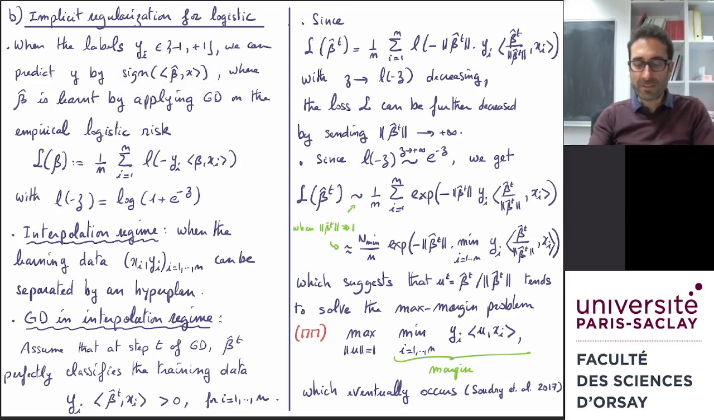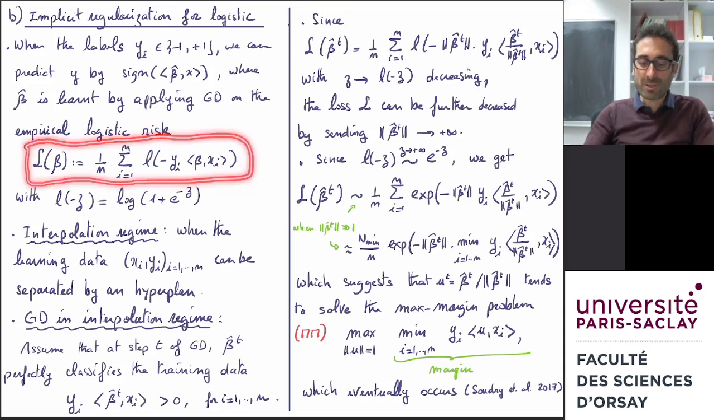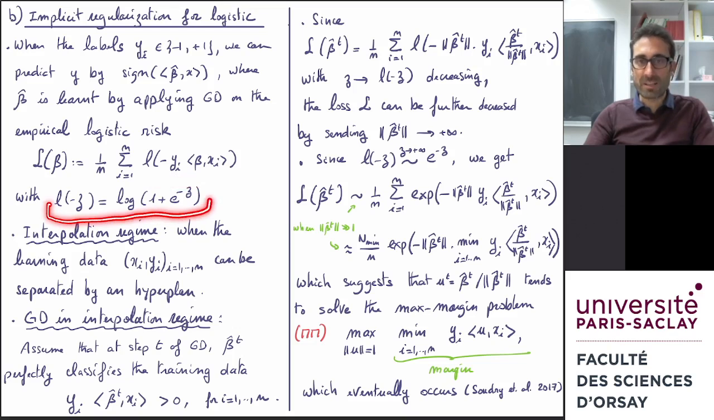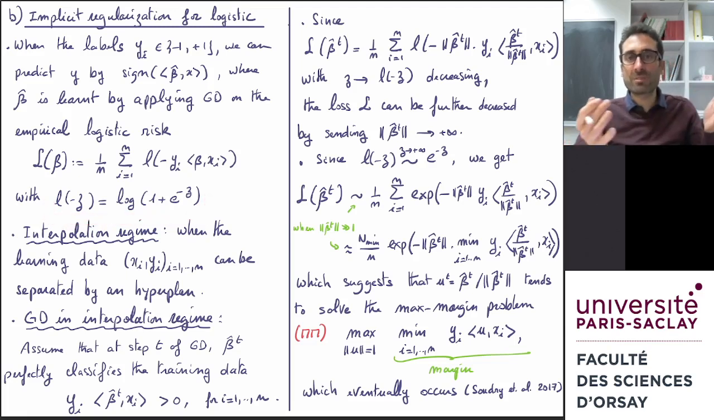And how will we learn beta hat? We just apply some gradient descent on the empirical logistic risk. So for the empirical logistic risk, we just take the average of the logistic loss of y_i beta scalar x_i, where I remind you that the logistic loss is given by this formula: L of minus z is equal to log of 1 plus exponential minus z. Right, so when you do this, you are just doing a simple logistic regression. And we will do some gradient descent on this objective function.